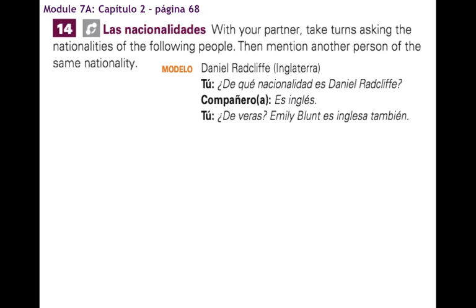So the pregunta is, ¿de qué nacionalidad es, and then the name. So what nationality is that person? And you'll need to come up with, or I'll need to come up with the nationality. So you look at Inglaterra, you know that he's English. Es inglés, masculine, not inglesa. Daniel's masculine. And then the response is de veras, really? And another name, you'll be given a second name actually in your practice. Emily Blunt, es inglesa también. So she's English too. Let's take a look at the first example.